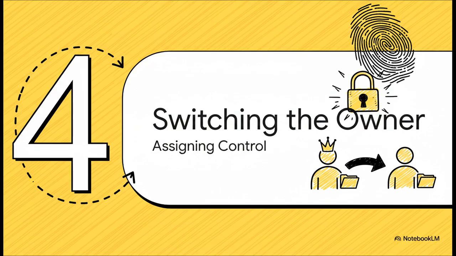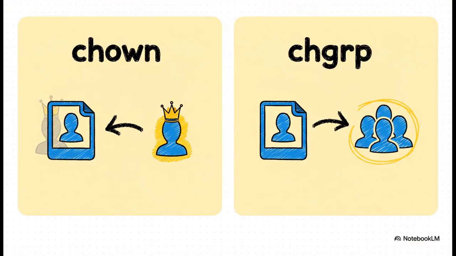Now, these permissions are great, but they're only half the story, right? I mean, the rules are only useful if they're applied to the right people. So what if you need to change who the owner actually is? Let's take a quick look at that. Luckily, this part is very straightforward. To change the individual owner, you use the chown command, short for change owner. To change the group that has access, you use chgrp. Yep, change group. These 2 commands, combined with chmod, give you total control over who can do what.